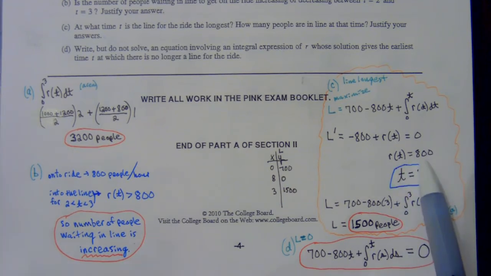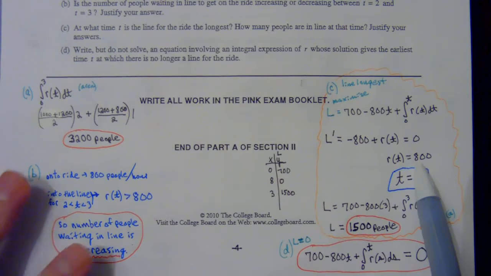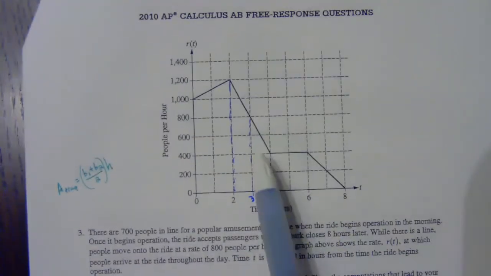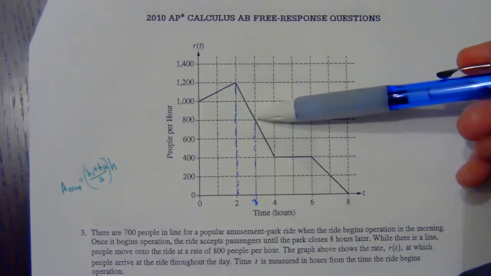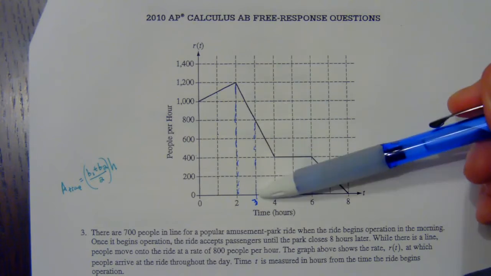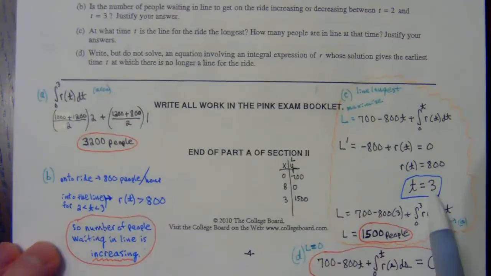Again, the graph above is your R, so we're going to use the graph here. I want to know when R is equal to 800. So that's right here. When that crosses 800, boom, t is equal to 3. So that's going to be a max.